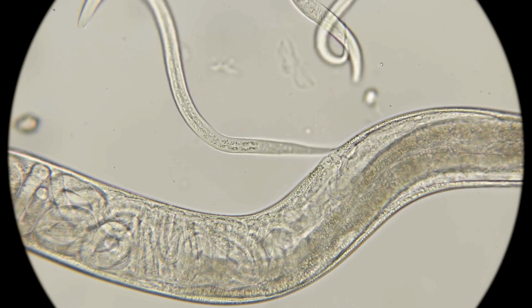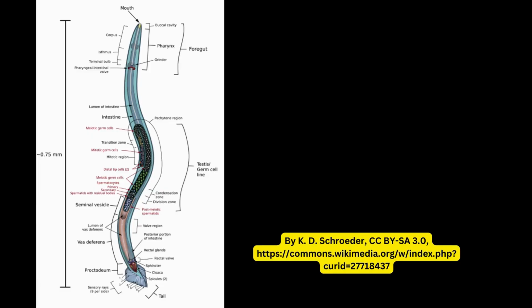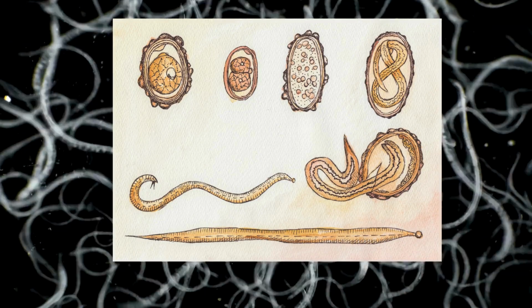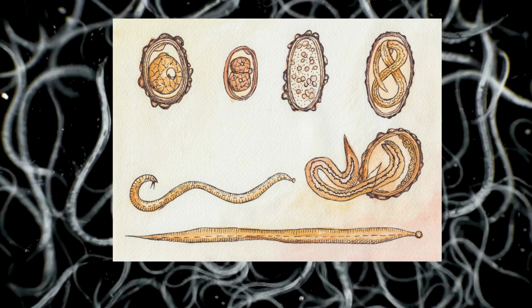Excretion is mainly in the form of ammonia and urea. The nervous system includes a circumpharyngeal ring with the nerves extending forward and backward. They are dioecious, meaning unisexual, with internal fertilization and no asexual reproduction.